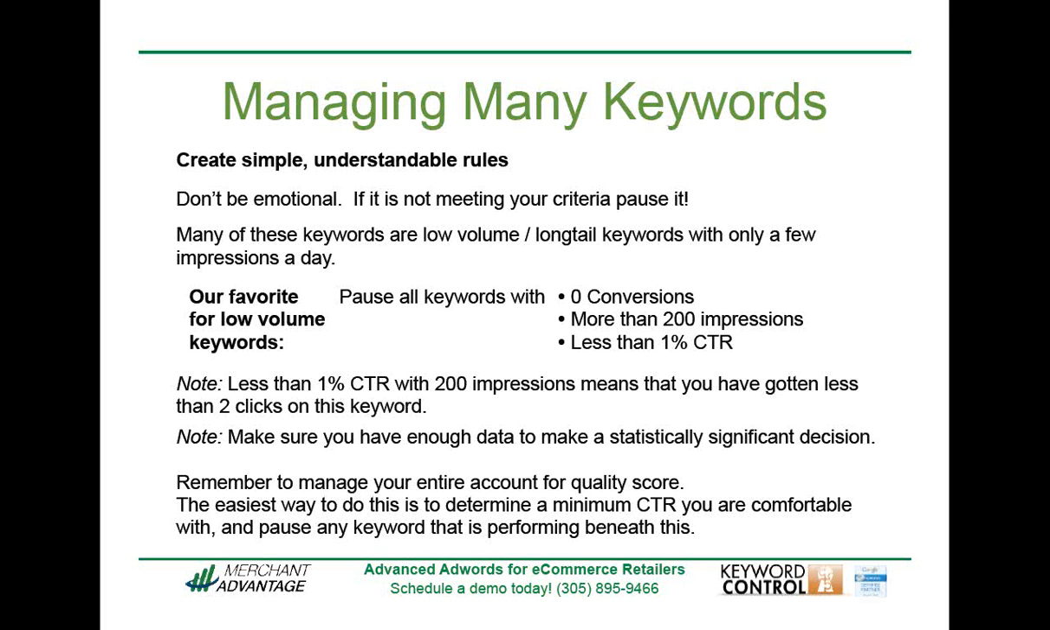And we like managing the entire account for quality score. So the side effect of this rule is that we're pretty much not going to have any keywords in our account that have a less than 1% click-through rate. We just get rid of them. So we get these great click-through rates across the entire campaign, across the entire account. Google rewards you for that with higher position and lower cost per click. So it's a great way to make sure that you're managing this volume as a whole by using a simple set of rules.